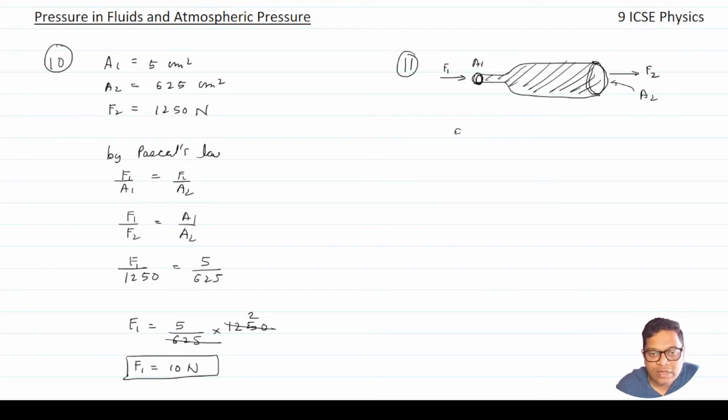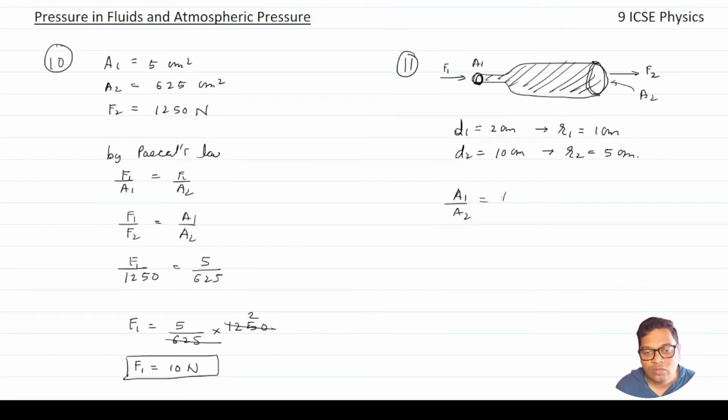So here we have diameter 1, which is 2 centimeter. Therefore the radius will be 1 centimeter. Diameter 2 is 10 centimeter, so the radius 2 will be 5 centimeter. Now the ratio of area A1 upon A2 will be pi R1 squared and pi R2 squared. So this pi and pi will get cut, and we have 1 squared and 5 squared. So therefore you get 1 upon 25.